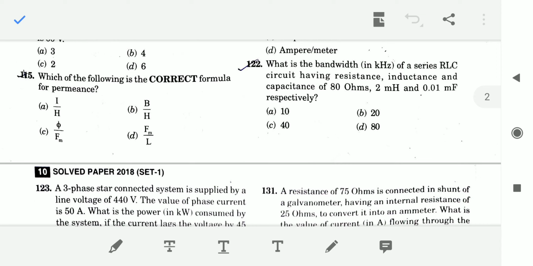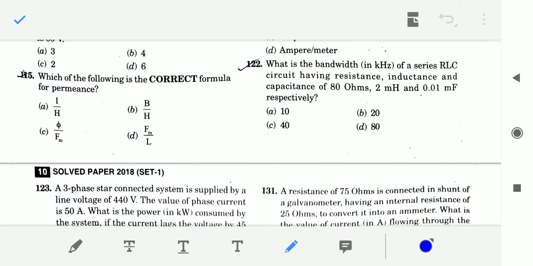What is the bandwidth in kilohertz of a series RLC circuit having resistance, inductance and capacitance of 80 ohms, 2 millihenry and 0.01 millifarads respectively? Here the R value is given as 80 ohms, the inductance value is 2 millihenry, and the C value is also given, that is 0.01 millifarads.